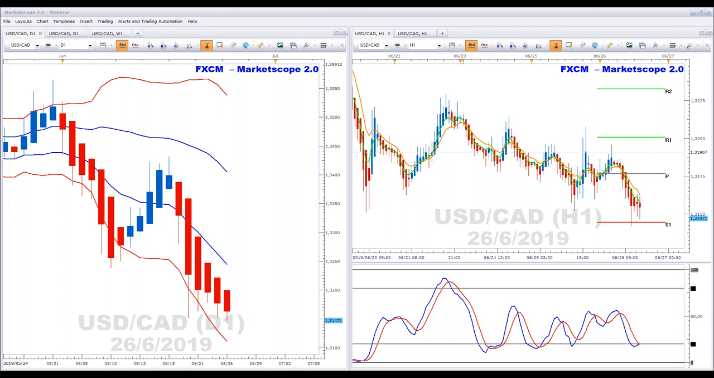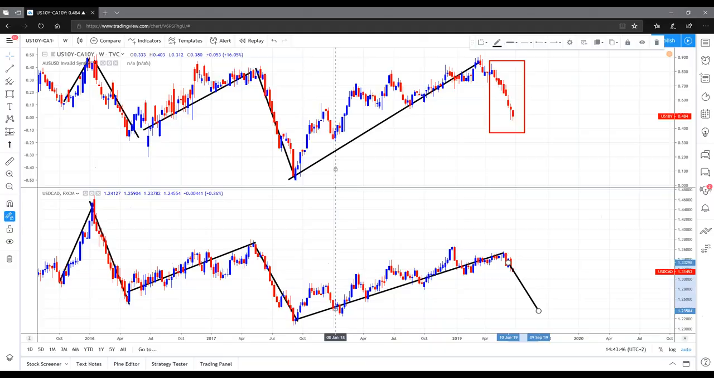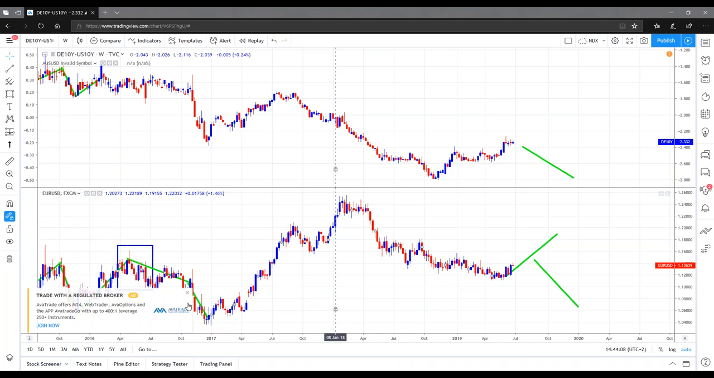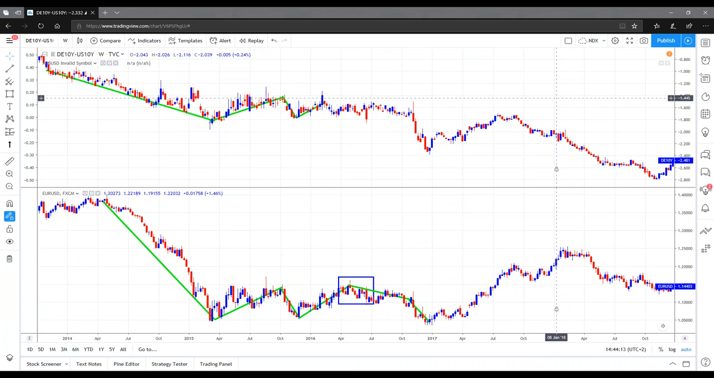Because if we went back to the original euro spread, where is it? Here we go. If we went back to the original analysis that we did, I'm just bringing it up, won't be a moment, euro, US dollar. The relationship was actually really, really consistent. The relationship with the spreads was really, really good. Let's make this green.